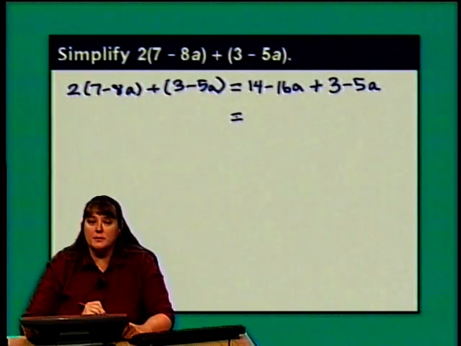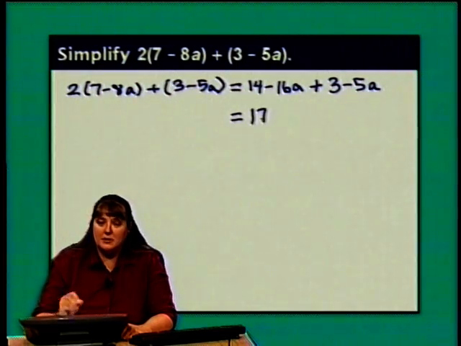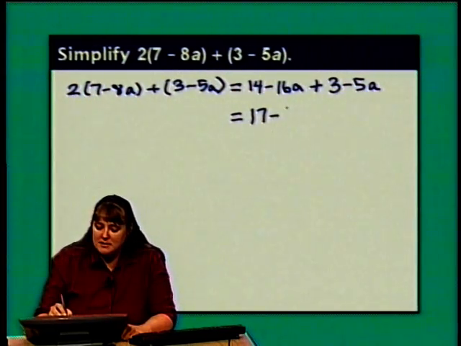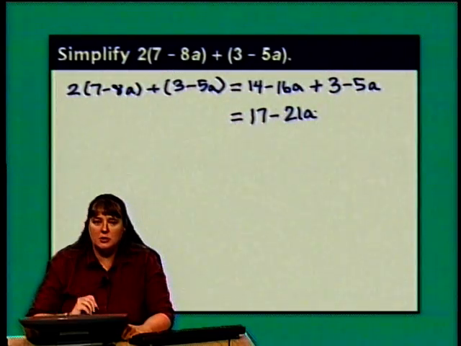Now let's look for like terms. Our constants, 14 and 3, can be added together. That gives me 17. And then I have negative 16a and negative 5a. Those are also like terms. When I add negative 16a plus negative 5a, I get negative 21a. So I have 17 minus 21a.